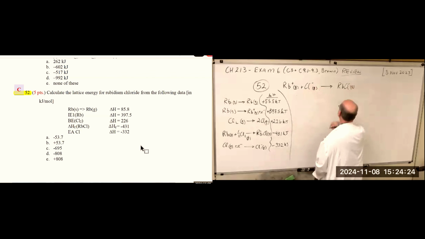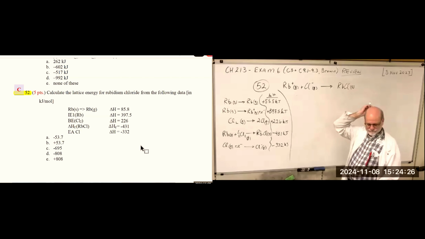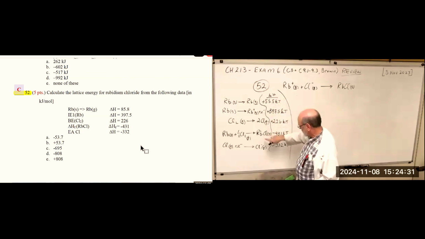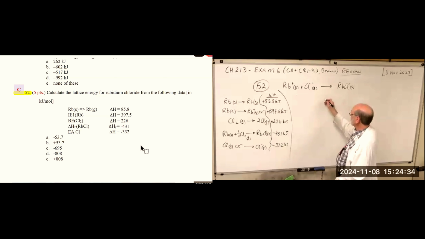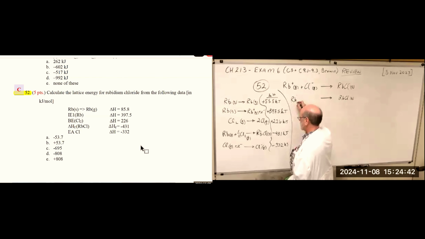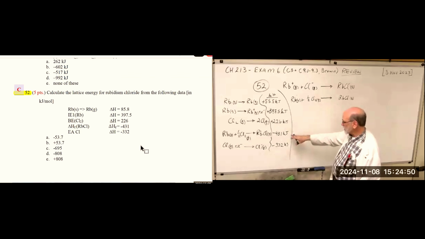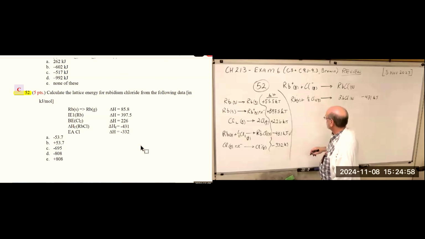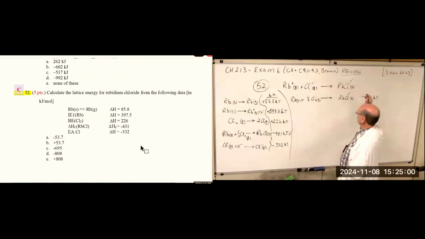There we go. Now it's making sense. Okay, this solid shows up where? Right here. So if we do that one, rubidium chloride solid, it's formed from rubidium solid plus 1/2 chlorine gas. And we wrote it exactly as it appears here. That's minus 431 kilojoules. Okay, did that one. And we covered that one.